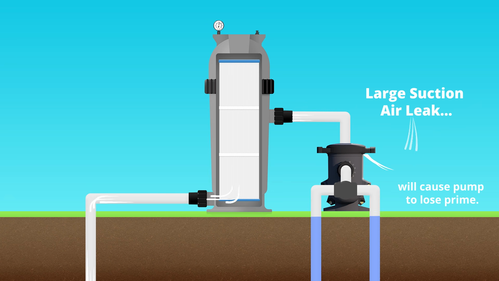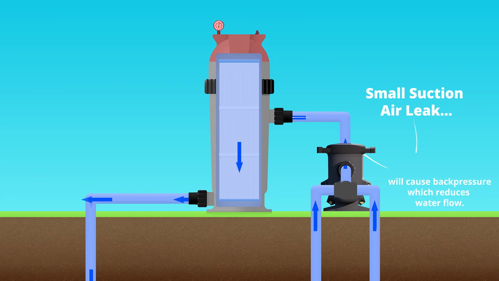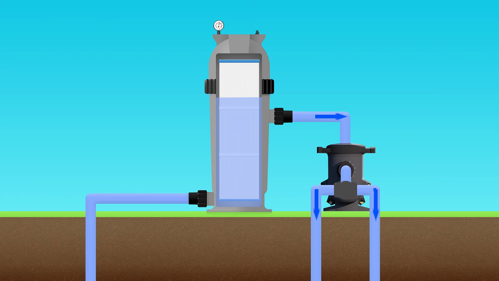If it's a smaller leak, air will be sucked in and start to collect at the top of the filter tank. After some time, usually a few hours, air pressure at the top of the tank will create enough back pressure to reduce the flow of water significantly. When the pump is shut off, this back pressure will cause the water in the suction pipe to surge back, sometimes shooting a column of water up through the skimmer.